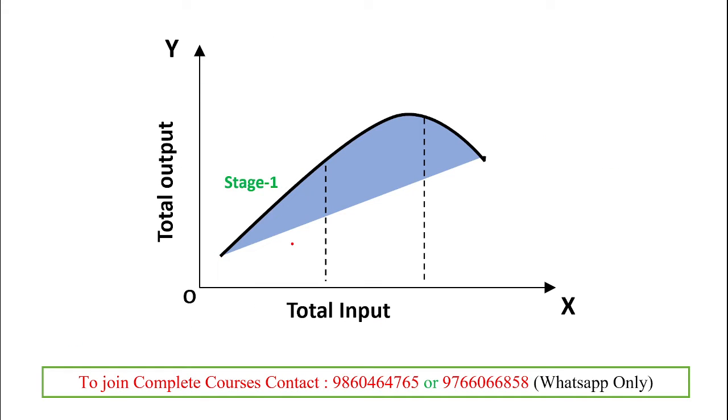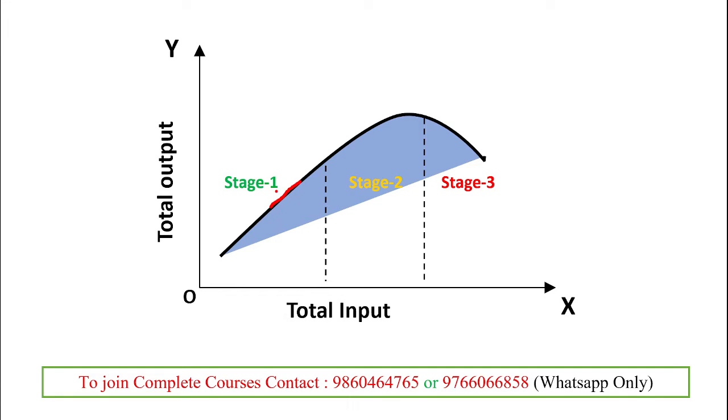Okay. And this is a graph that represents the total product. Here the output is given on the vertical axis and input on the horizontal axis. In stage 1, the total production will be increasing, and after a certain limit it will increase at a diminishing rate, and later, in the third stage, it will decrease. So these are the three stages a production firm will cross.